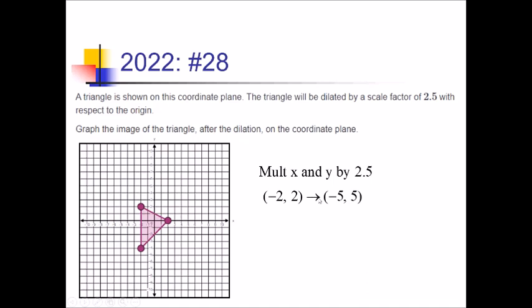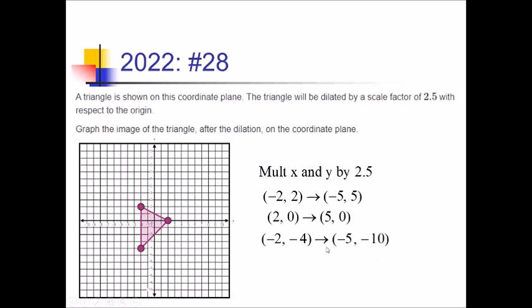Next, we've got the point 2, 0. I'm going to do all the points first, and then I'll graph everything at once here. So multiplying that by 2.5, 2 times 2.5 is 5. 0 times anything is 0. And then finally, we have this point down here, -2, -4. -2 times 2.5 we already saw up here was -5. -4 times 2.5 is -10.